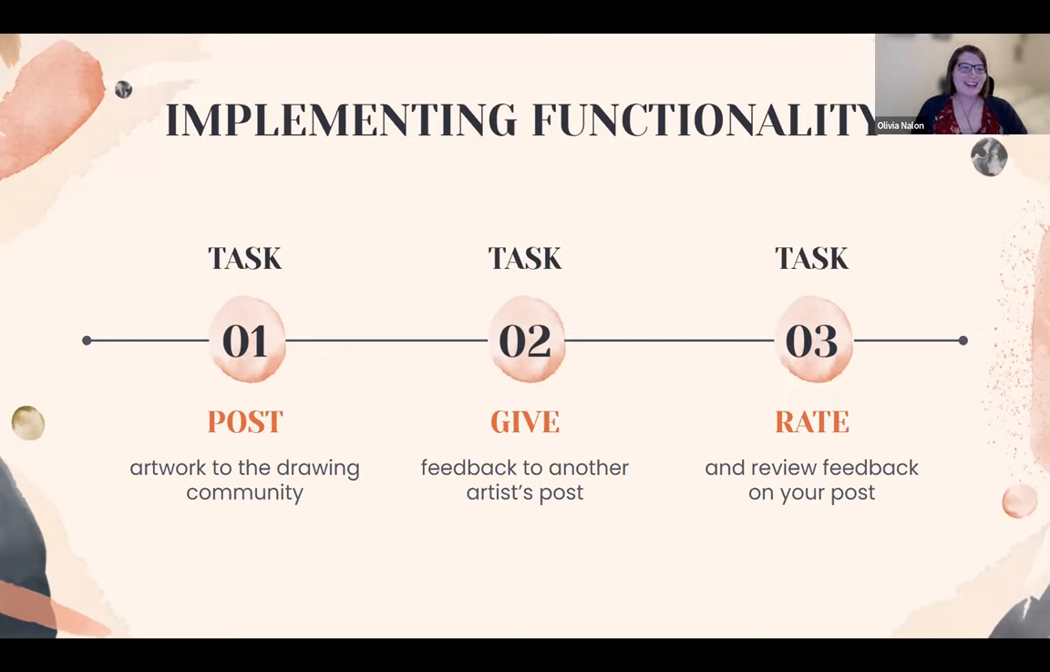So our first task is posting artwork to the drawing community, trying to receive feedback. And then the second task is to give feedback to another artist's post. So what does that look like? How do users feel about that task? And then finally, reviewing and rating the feedback on your post. So going back to your original post in task one and being able to look at the comments people give, and how people perceive the feedback they get on their own work.